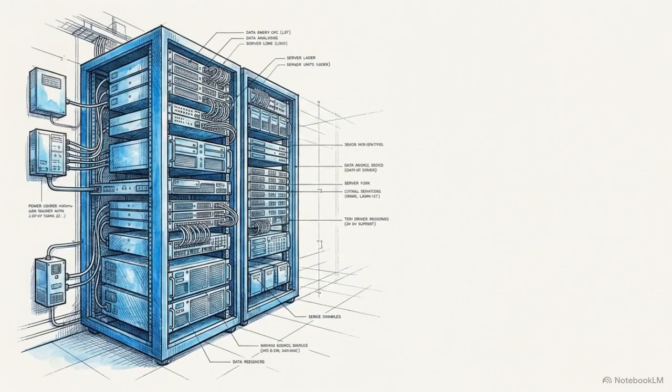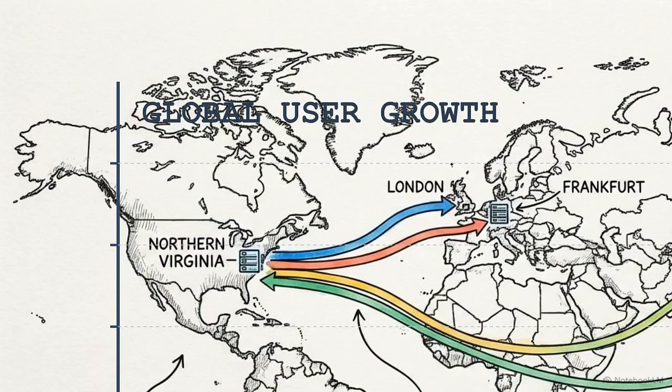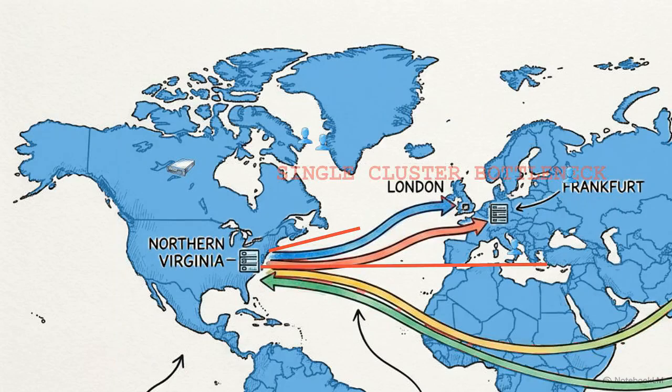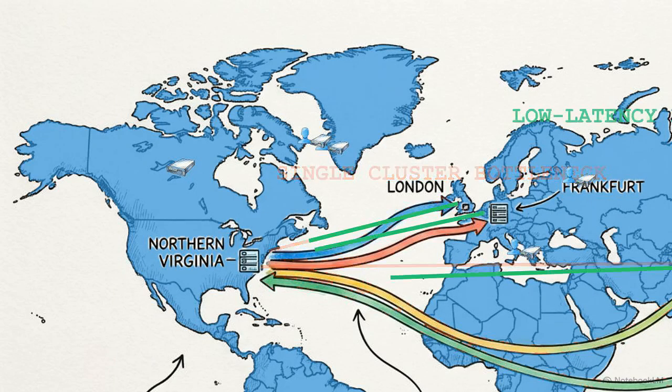But escaping the single server bottleneck is only the first step. As traffic grows from thousands of users to millions, the sheer physical distance data must travel will force us to introduce aggressive caching strategies and global content delivery networks.